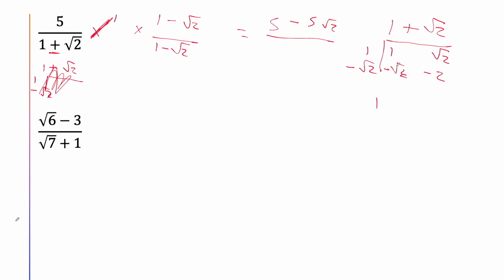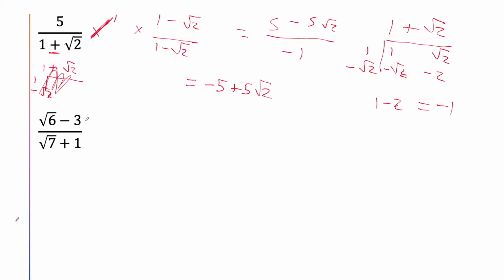The root 2's get cancelled out as root 2 minus root 2. 1 minus 2 is just minus 1. So the denominator is minus 1. So the final answer is minus 5 plus 5 root 2.